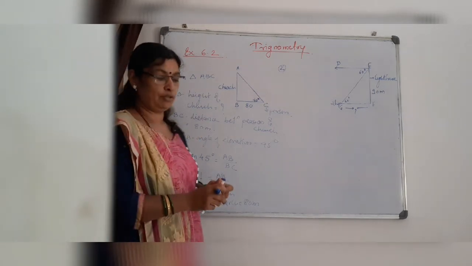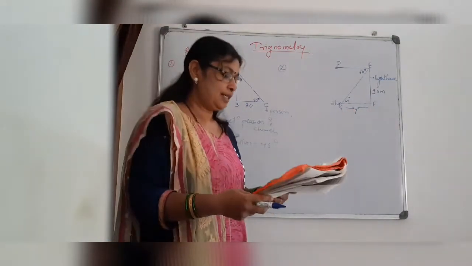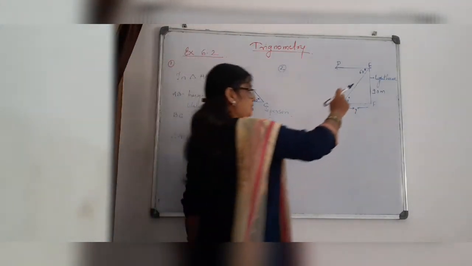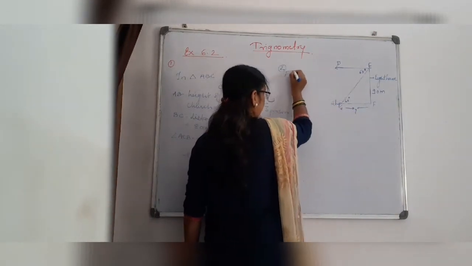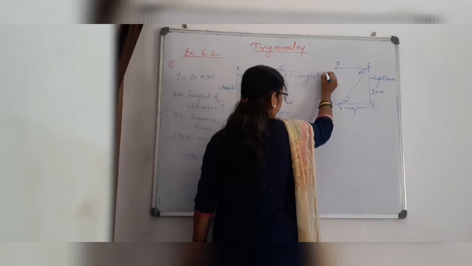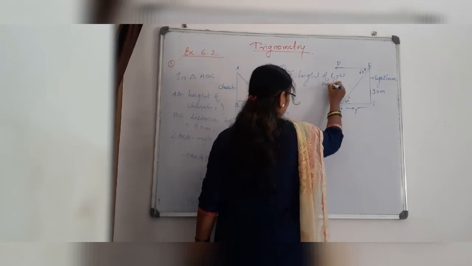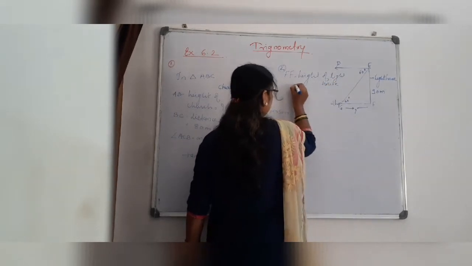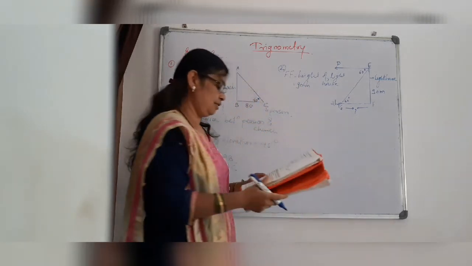Now see the second question. What is given in the second question, students? The second is from the top of the lighthouse. Now see here, EF is the lighthouse, the height of the lighthouse, that is given as 90 meters. The height of the lighthouse is given.